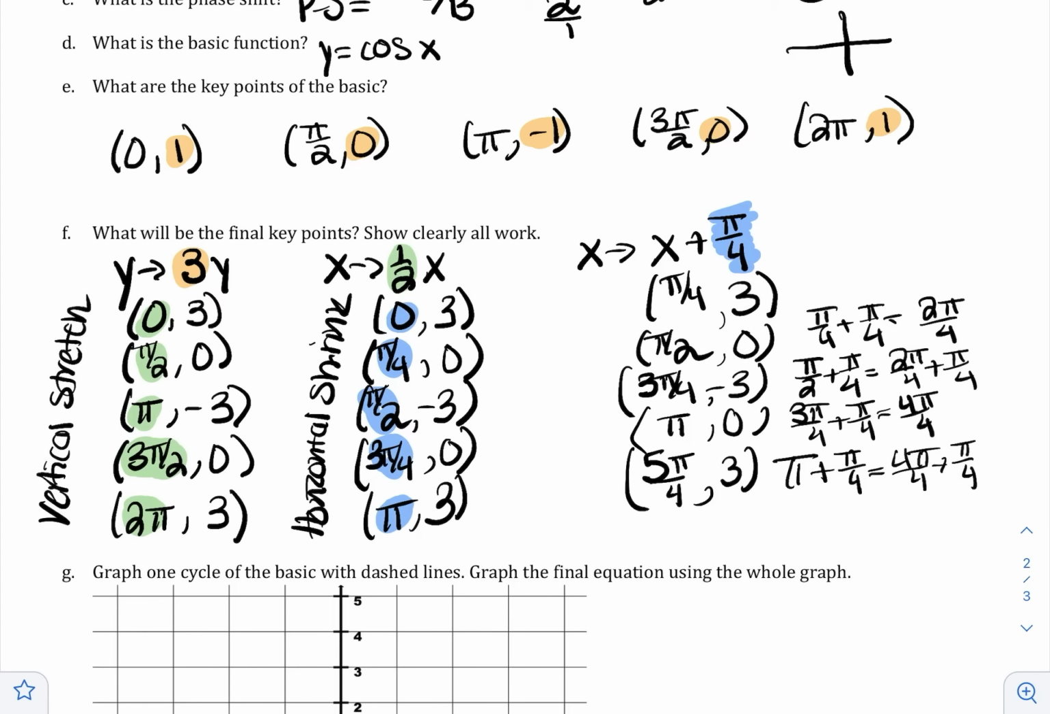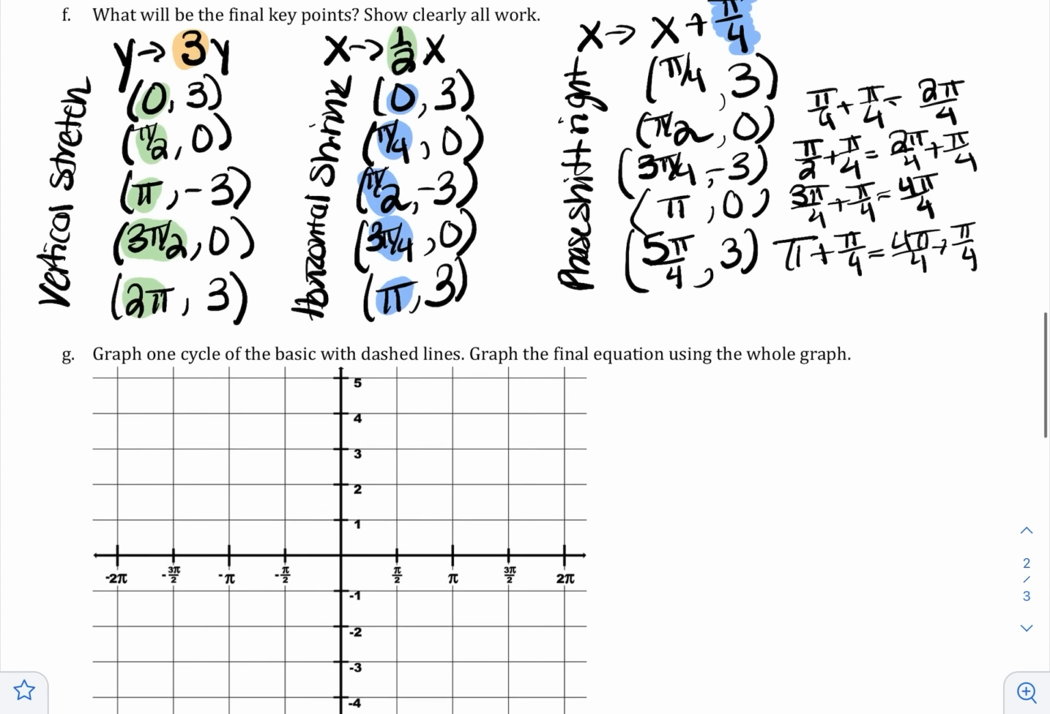And here are your final key points. I have applied all my transformations. My last one was a horizontal shift, a phase shift. And more specifically, because I added, it was a phase shift to the right. So, final step is to graph one cycle of the basic.